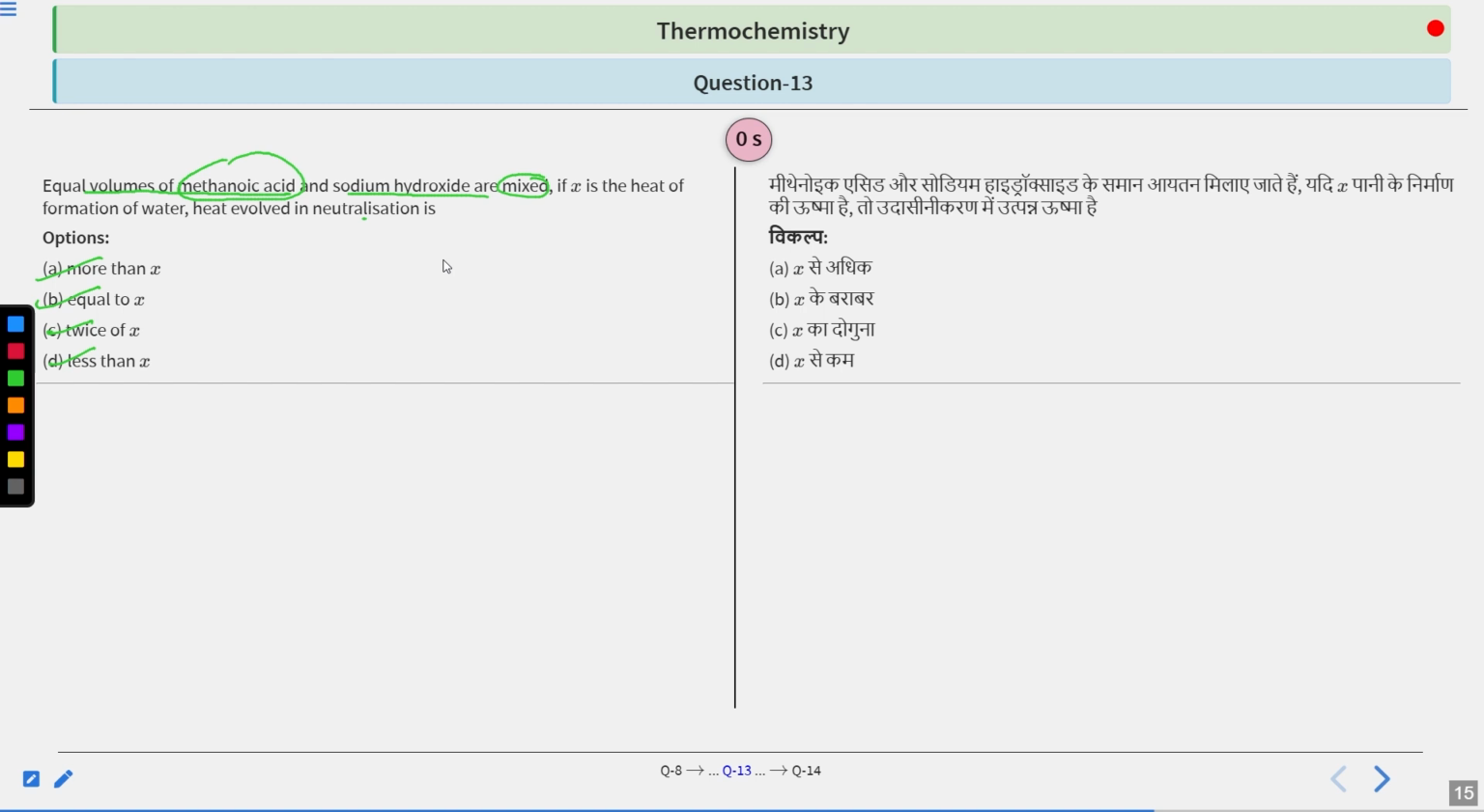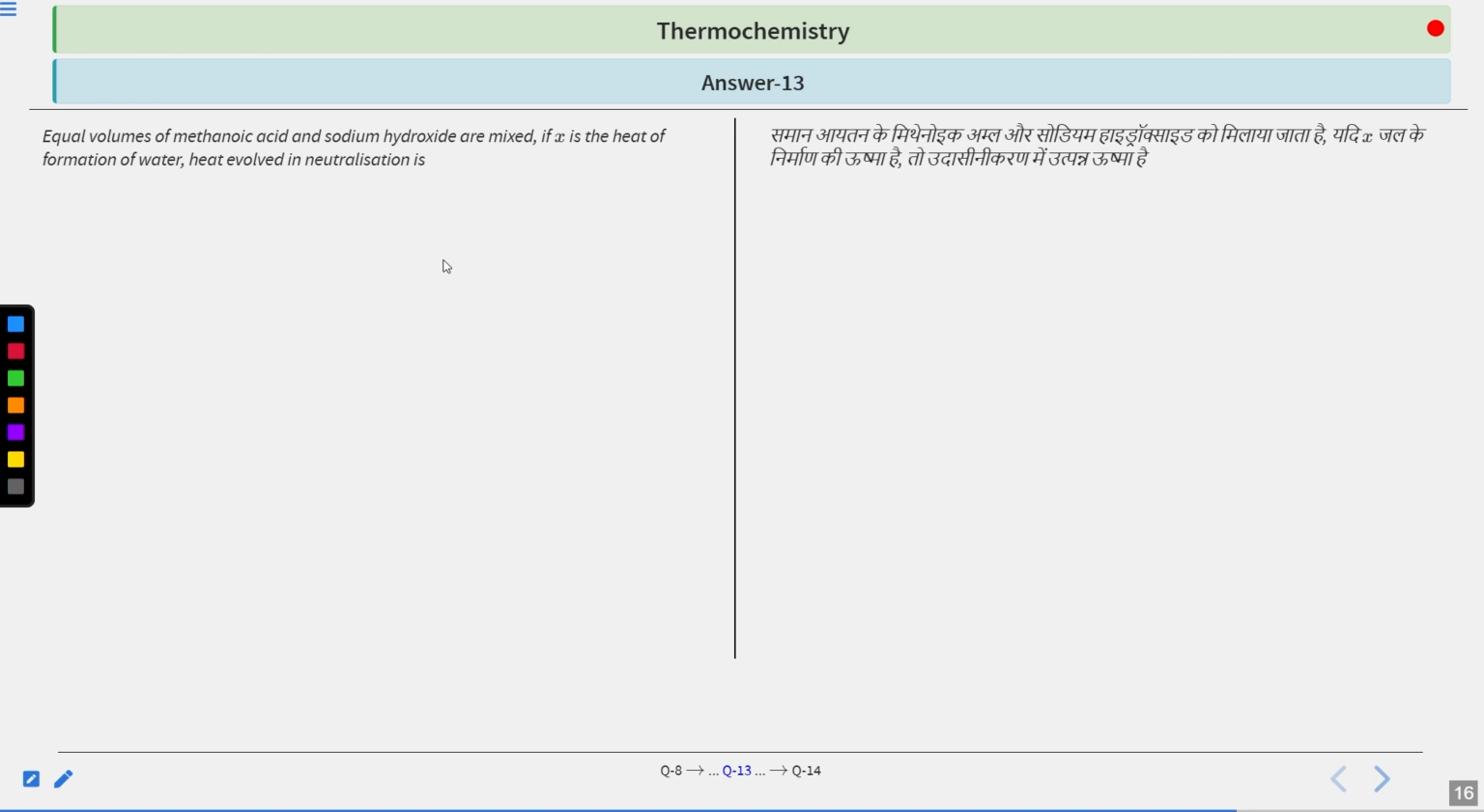Okay, so I think you must have solved it. If not, don't get worried. We will look at the solution also. So moving on to the solution part. The question was saying that you were taking equal volume of sodium hydroxide and methanoic acid, and neutralizing them. X is the heat that is required for the formation of water. So this is given. Now you have to see the comparison between the heat of neutralization and the formation of water. So for those who have solved it, the correct answer is D.